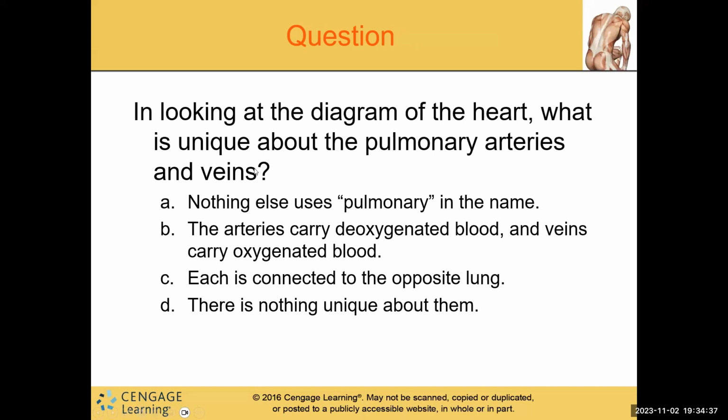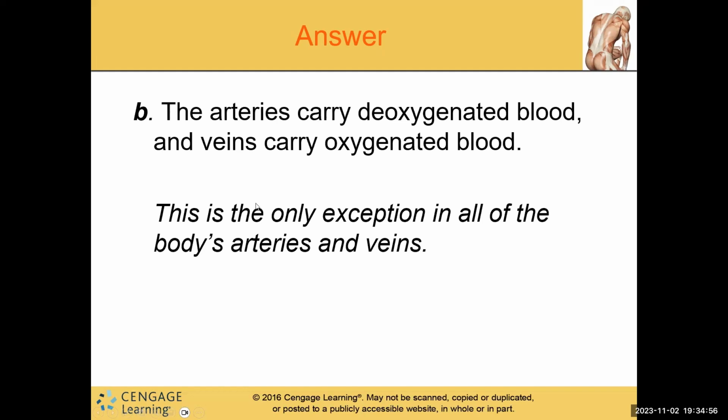So looking at the diagram of the heart, what is unique about the pulmonary arteries and the veins? A, nothing else uses pulmonary in the name. B, the arteries carry deoxygenated blood and veins carry oxygenated blood. C, each is connected to the opposite lung. D, there's nothing unique. Well, we already know that here it's backwards for the lungs. The pulmonary arteries carry deoxygenated blood and the veins carry oxygenated blood. It's the only exception in the body.